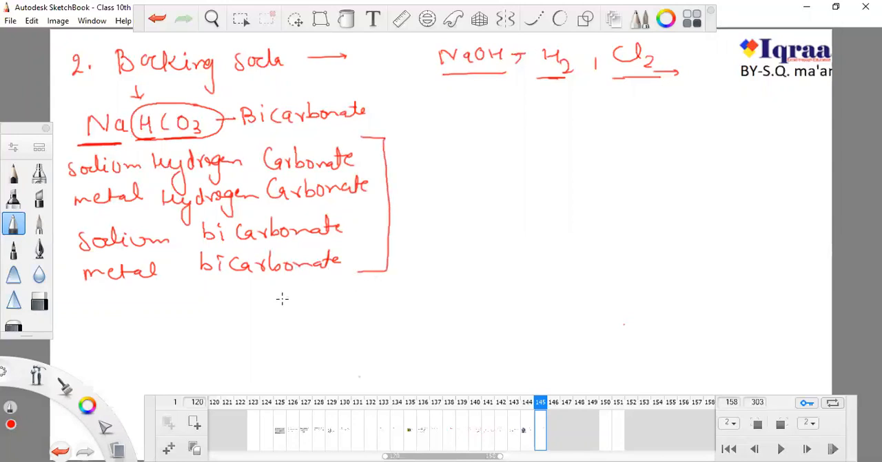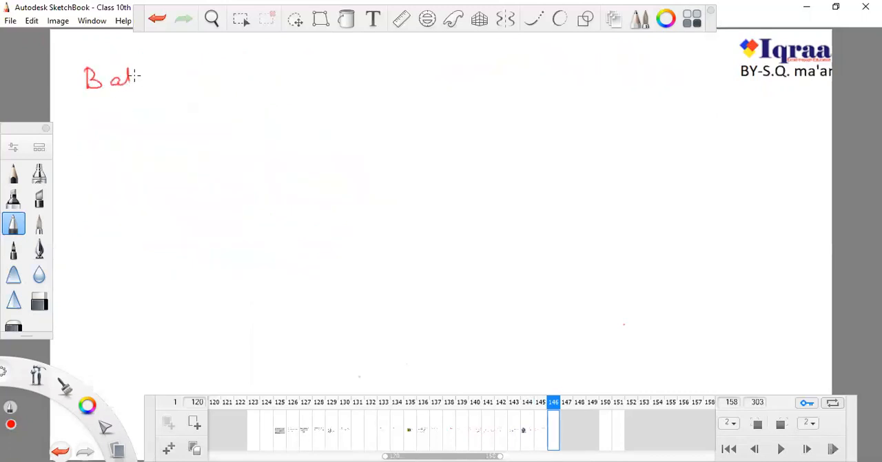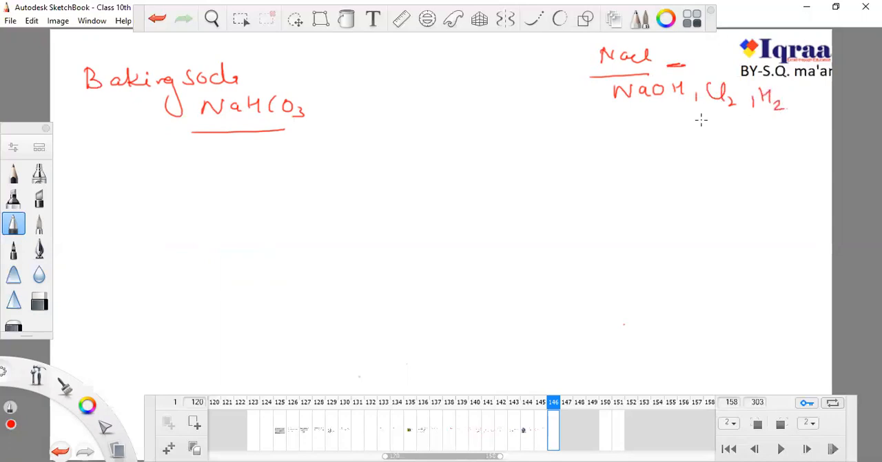Now we are going to learn how we can produce our baking soda, or sodium hydrogen carbonate, by using these same products. We are not going to use any other products. We will use NaCl, the father of most of the chemicals, Cl2 and H2. I'm using NaCl, and with it I'm using water, carbon dioxide, and at the same time ammonia.